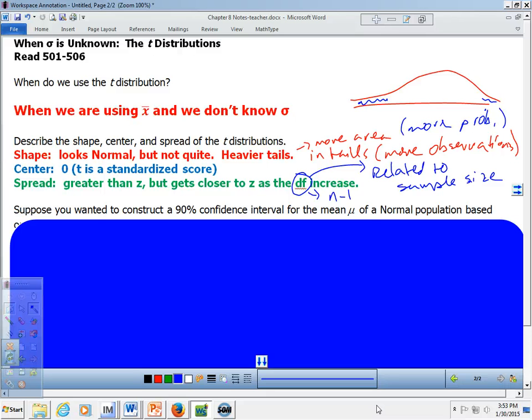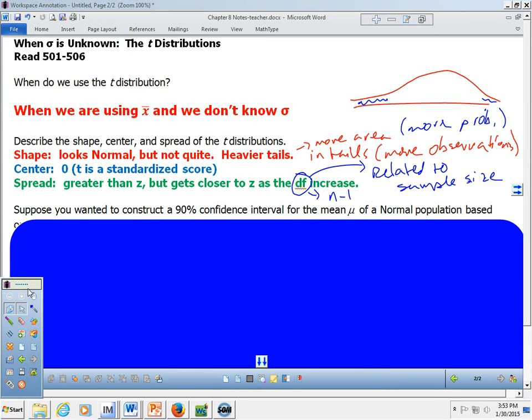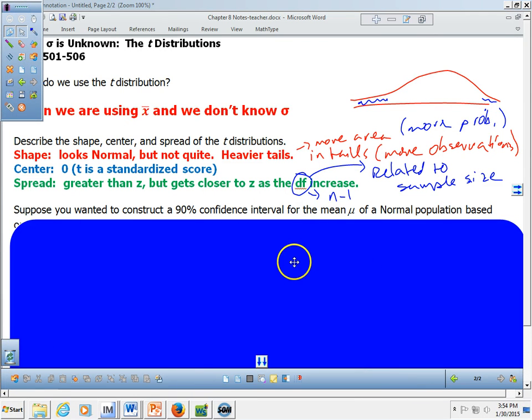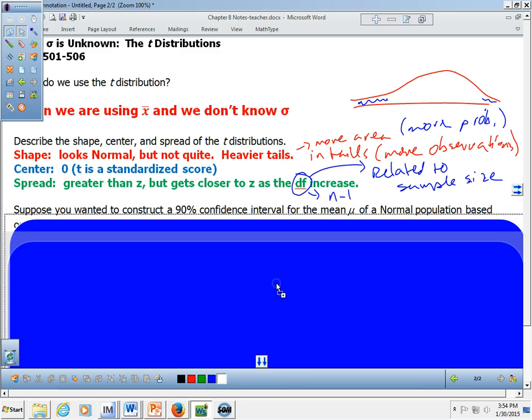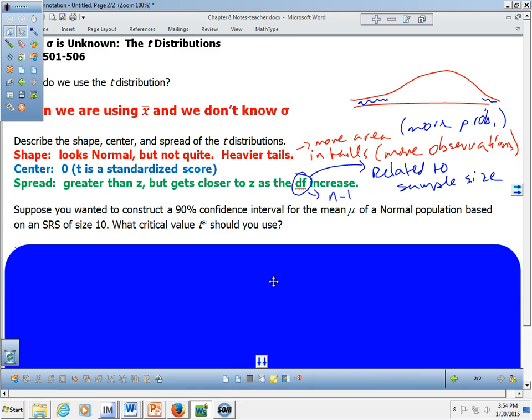And we'll explore the t-curve a little bit more in class with a small, quick activity. But let's talk about exactly how we want to go about finding this t-value in this t-distribution. Suppose you wanted to construct a 90% confidence interval for the mean mu of a normal population based on an SRS of size 10. What critical value t star would you use?